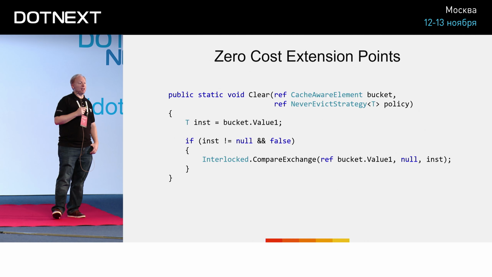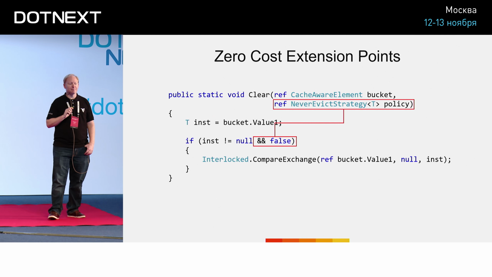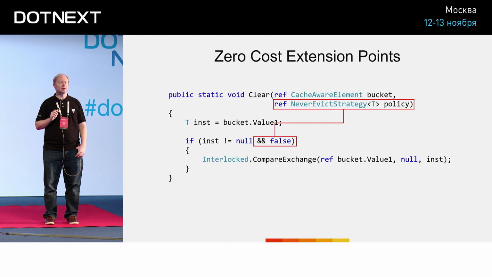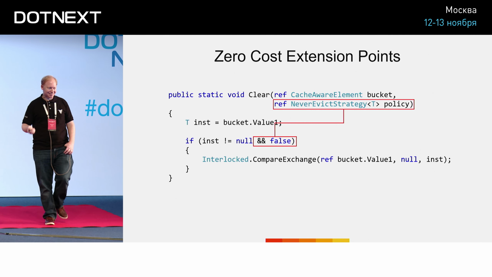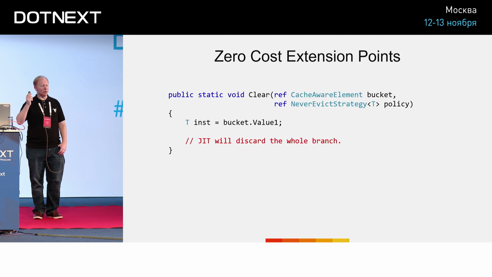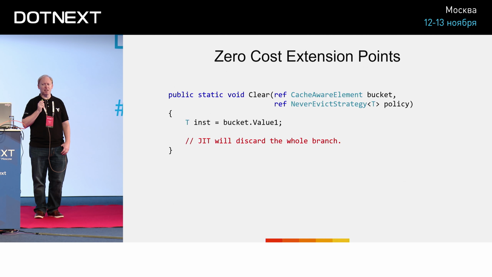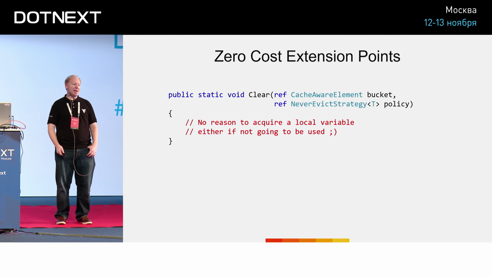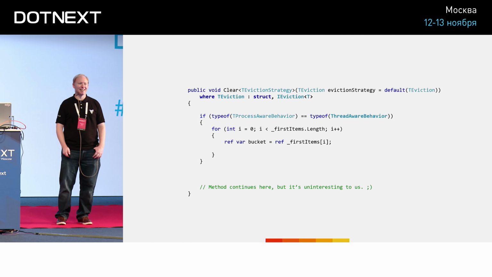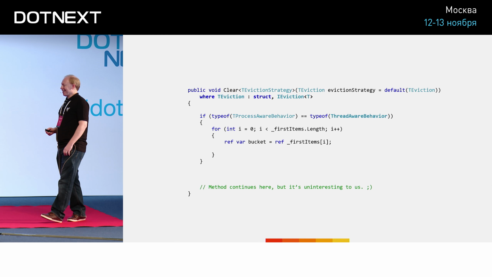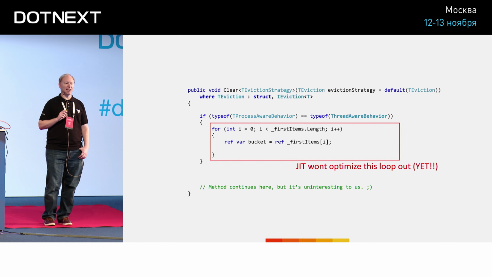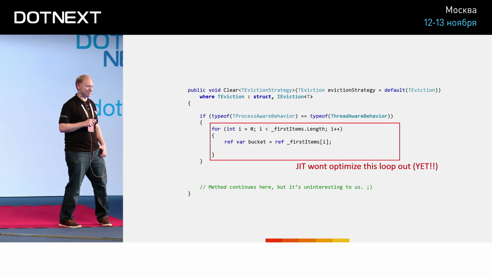In the case of the never evict strategy of T, things are slightly different. What we get there is a false. What happens when this branch is false? It never executes, right. So what we get is this. And what happens when we get a reference that is never being used? No reason to acquire it either. And what happens when a method is empty? Holy shit. This code had a problem too. It won't optimize this loop. At least not yet. I reported it, so it's going to get fixed soon, I hope.